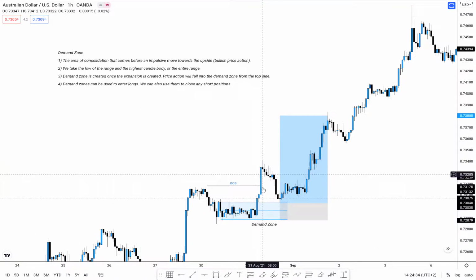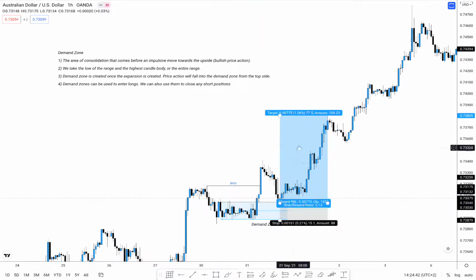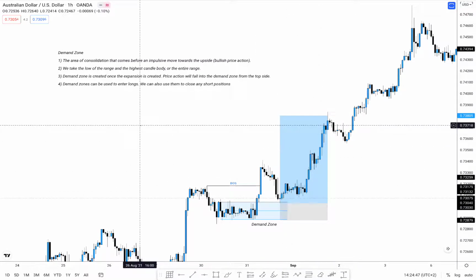So demand zone is created once the expansion is created. So we see that expansion with large bodied candles or wicks, breaking structure to the left, guys. Price action will fall into the demand zone from the top side. So it will push up, come back into our demand zone, and that's how we trade supply and demand, guys. No support and resistance, no fancy things, guys. Just simple price action following bullish and bearish order flow, guys. We need to know where we are in the market. If the market is bullish, do not go against the market and try selling or looking for supply zones to find sells on. Stick to the bias, guys, and trade with the banks.